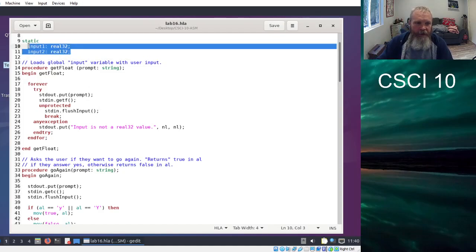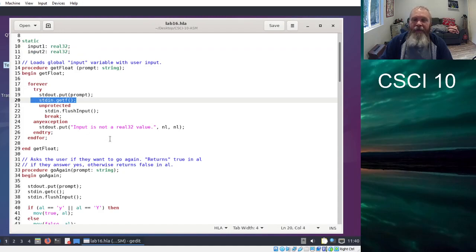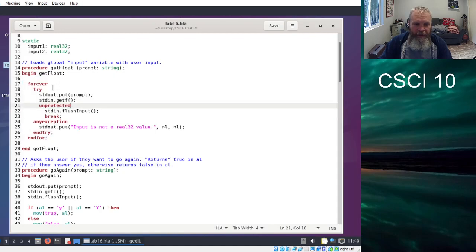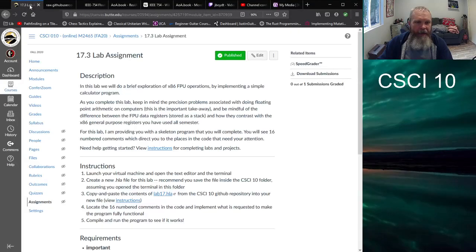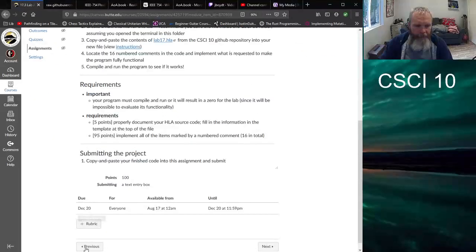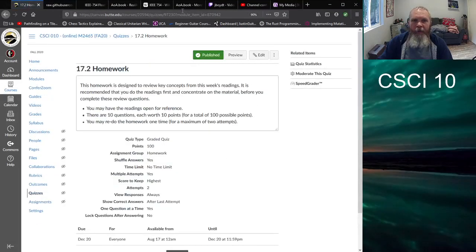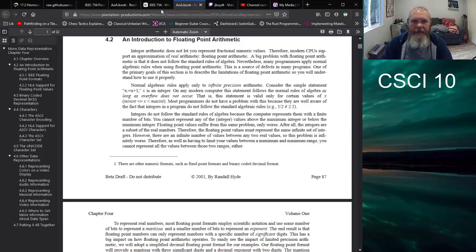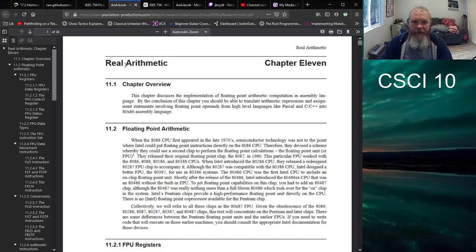Okay, so there's one change. Notice we're doing get F instead of get float, instead of get I32, get U8, all that stuff. So we're doing get F, and then there doesn't seem to be any register. So let's go look and see what get F does. I'm going to have to do a little bit of back and forth on the screen, so let me bring up my browser and let's go back. Oh wait, I already brought up the readings. So this is in the real arithmetic.